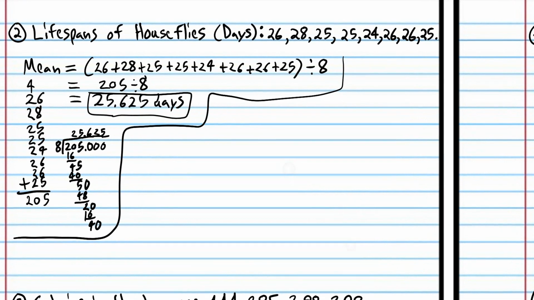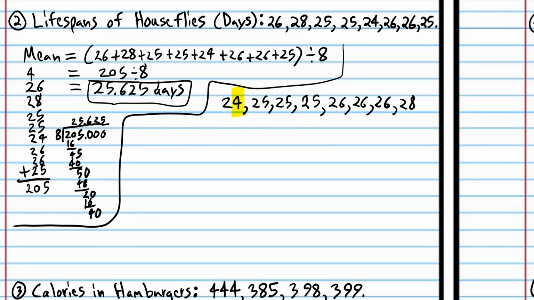All right, we're back. The smallest number is 24. Then we have 3 25s. And then we have 3 26s. And we have a 28. And I think that's it. All right, so to find the middle number, we block out pairs. And you can see, because it's an even number of numbers, 8 numbers, there is no middle number.